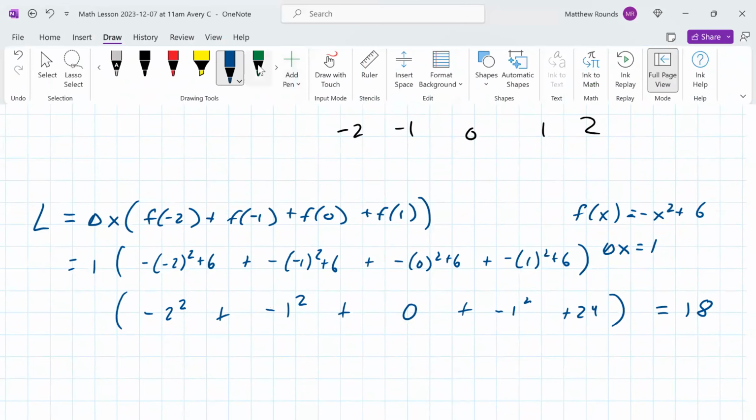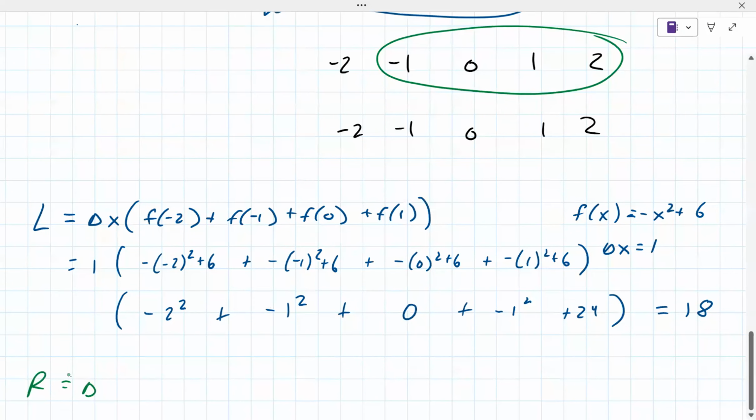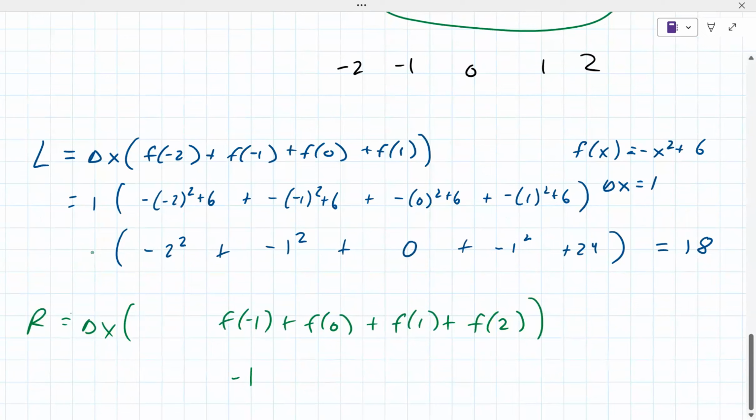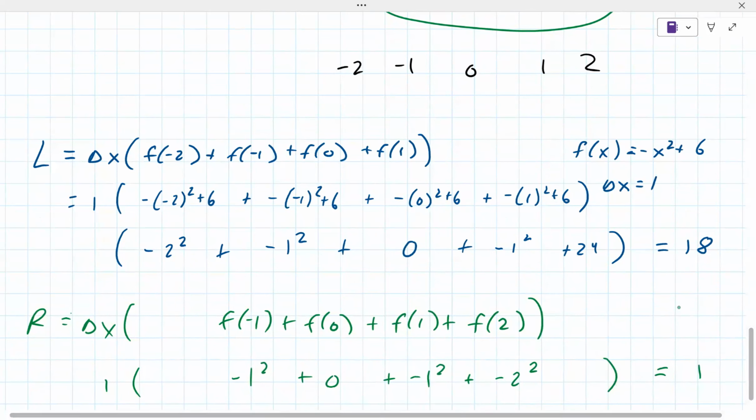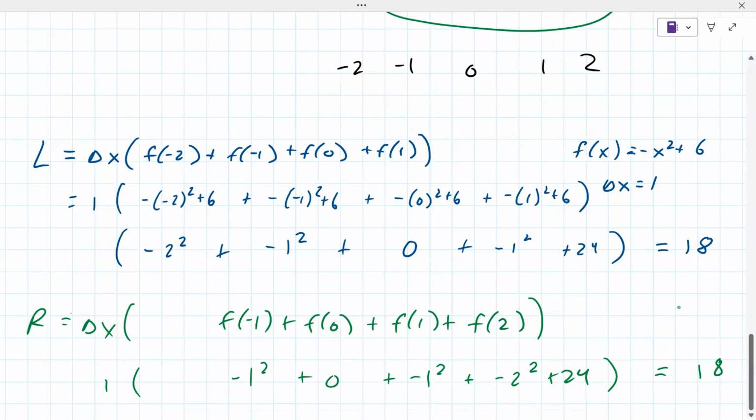Yeah, that's right. Now for the right one, it's really similar. It's delta x, but this time it's f of -1 plus f of 0 plus f of 1 plus f of 2. And by symmetry, you're going to see that it's basically the same. It's the -1 squared plus the 0 plus -1 squared plus -2 squared times the 1. So it also ends up being plus the 24. It's basically the same thing, so you can just remember that. It ends up being 18 again.